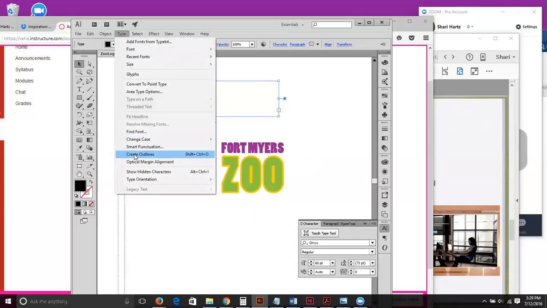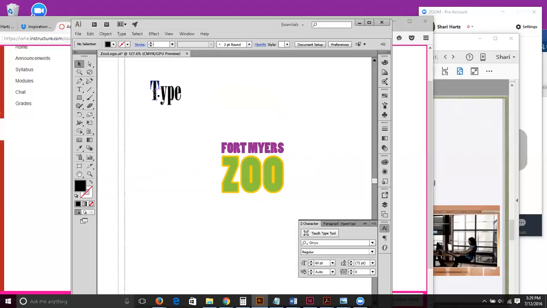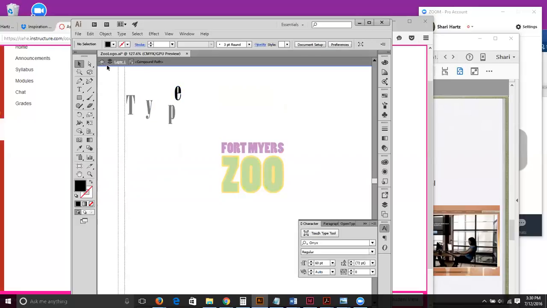And I go down here to create outlines. What it does is it makes them individual. So I'm going to go up here and ungroup it because it leaves them grouped. And then they become individual objects, which allows me to play with them as individual items. And then I can move them around. How fun is that? I know.